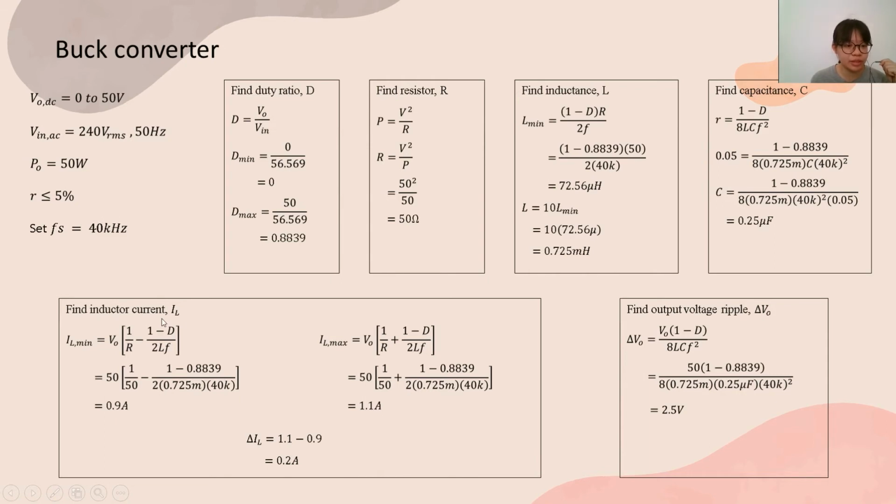To find the inductor current, we find the maximum and the minimum inductor current, and we find the difference, and we can get the average of inductor current, which is 0.28. And lastly, the output voltage ripple, we calculate and we get 2.5 volt. That's all from me, and I pass to my friend.